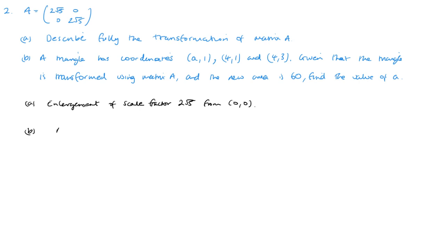So first let's work out the determinant of A. So it's 2√5 times 2√5 minus 0. So that's 4 times 5, so that is 20. So if we use K as the area of the original triangle, 20K equals 60. So K would be equal to 3. So the original triangle has an area of 3.